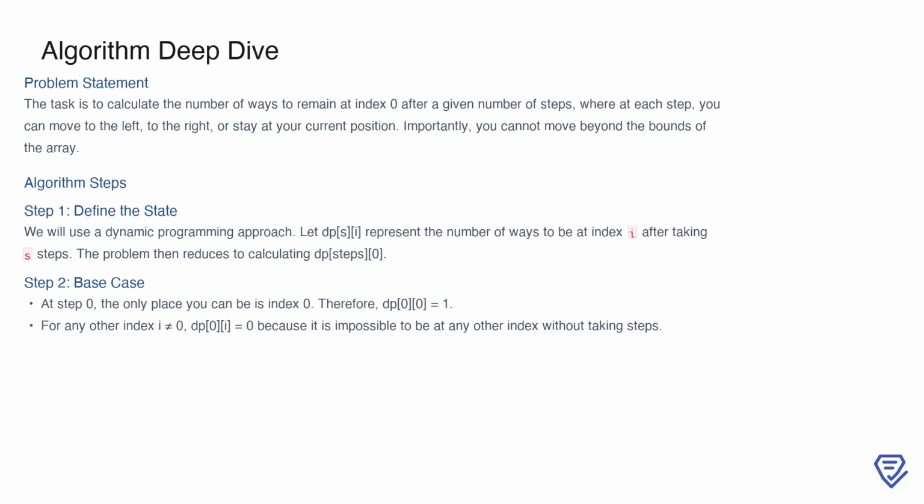First, we define our state. Let dp[s][i] represent the number of ways to be at index i after taking s steps. Our ultimate goal is to compute dp[steps][0], the number of ways to be at index 0 after all the steps are taken. Next, we consider the base case. At step 0, the only index you can be at is 0, so dp[0][0] equals 1. For any other index i not equal to 0, dp[0][i] equals 0, because it's impossible to reach those indices without taking any steps.